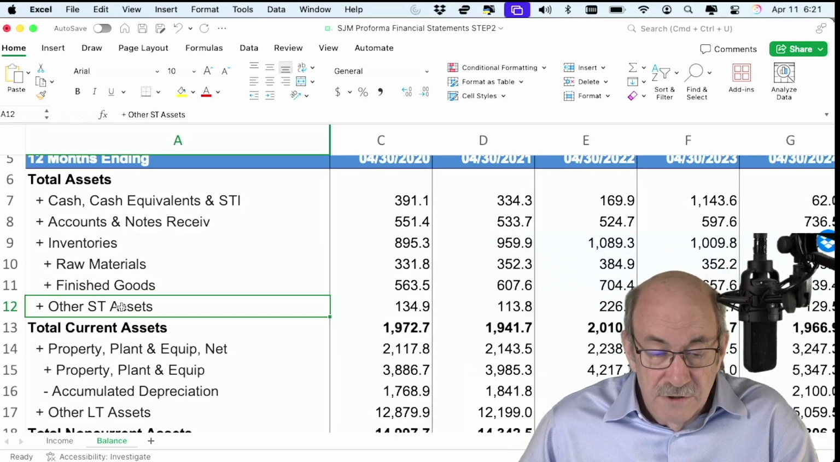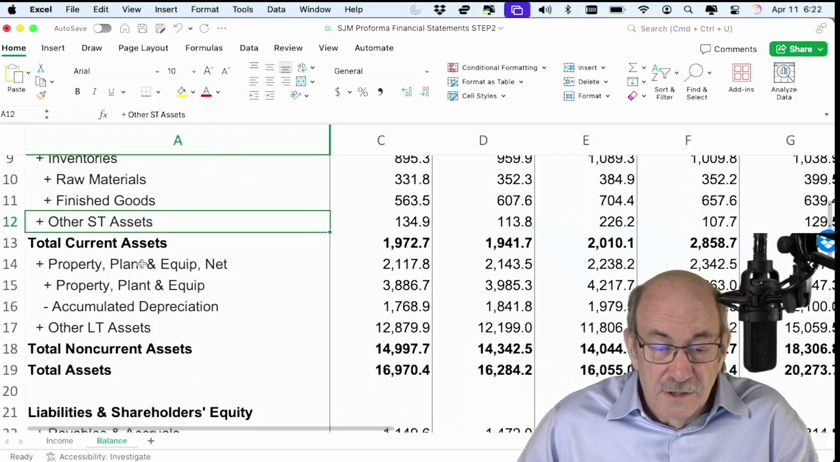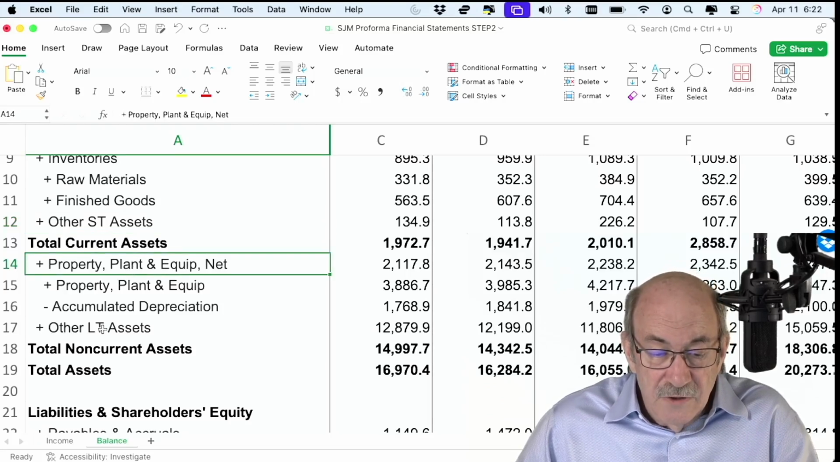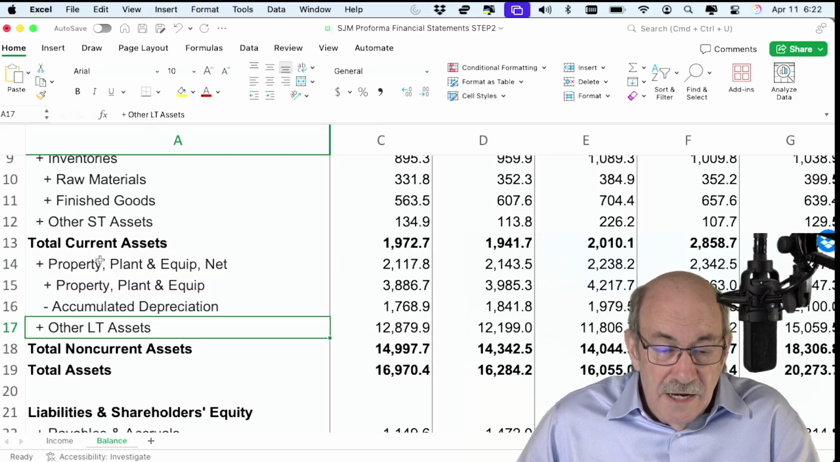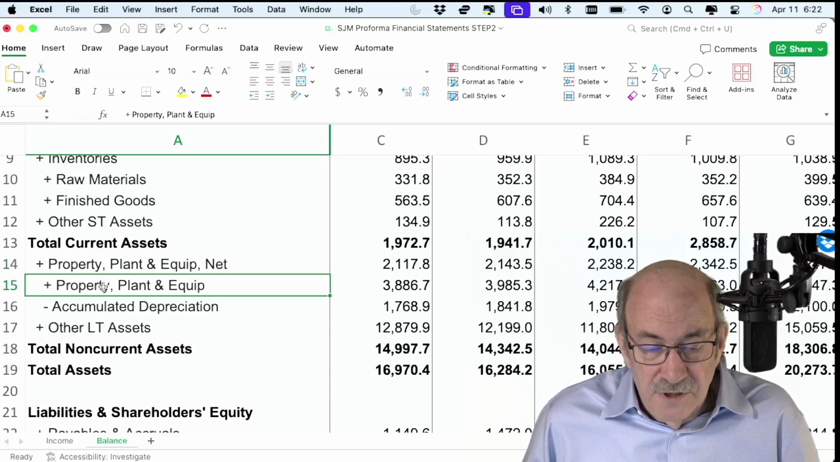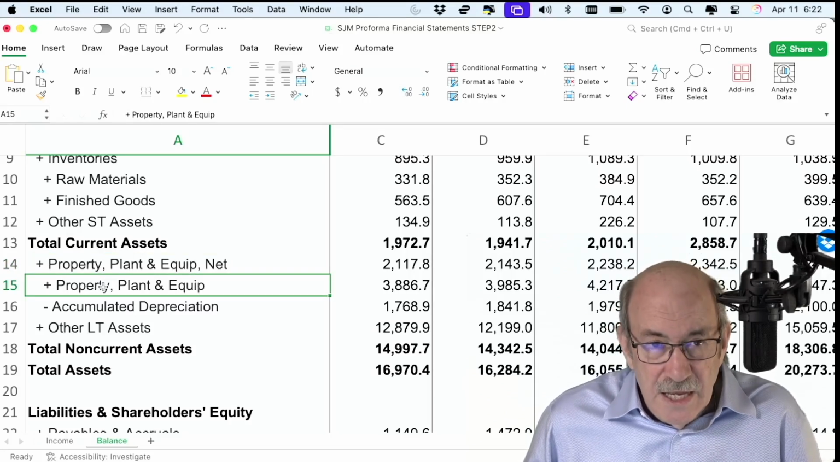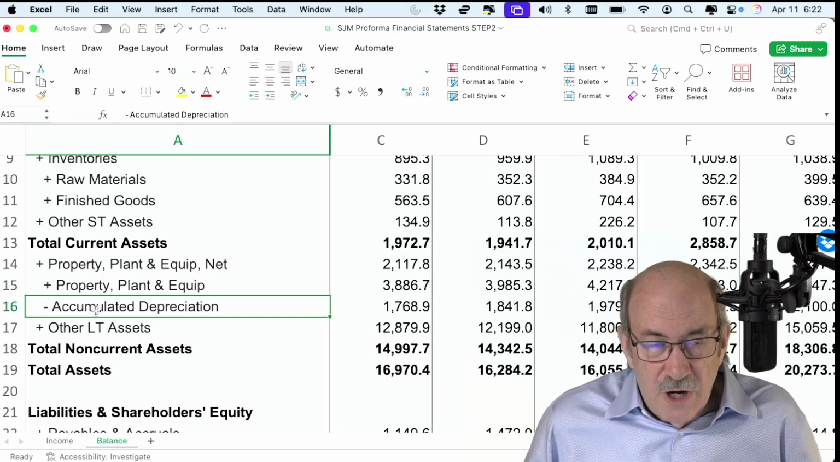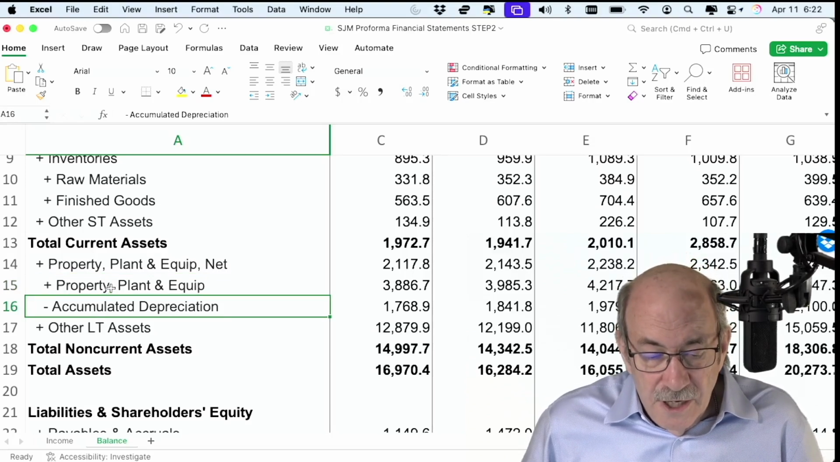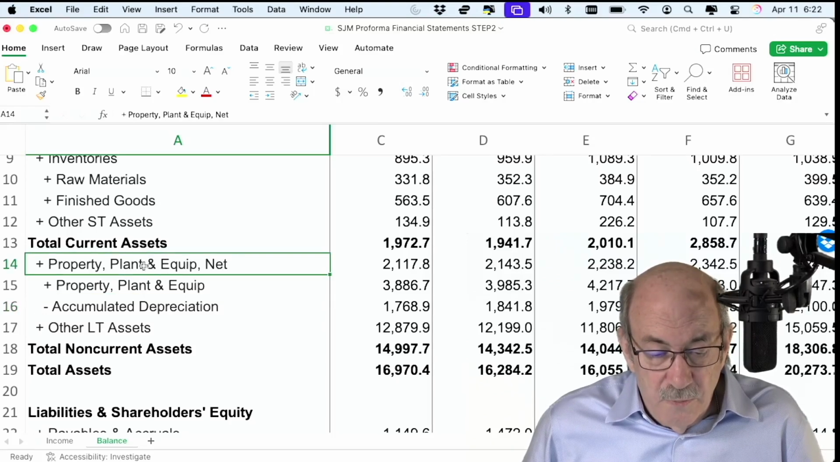And then just other short-term assets. Under fixed assets, all I have is PPE as well as other long-term assets. And I'm also leaving my PPE sub-accounts in. So this sub-account here in row 15 is gross property, plant, and equipment, and then subtract from that all of the accumulated depreciation over time. You take row 15 minus row 16, and you end up with the value in row 14.